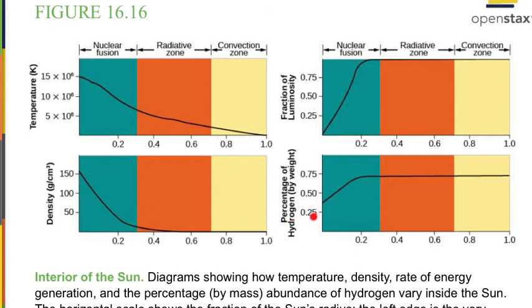Finally, this last graph is the percentage of hydrogen by weight. Notice in the core, the percentage is the lowest, and that's because the sun is slowly turning hydrogen into helium, and so the very center of the sun has the most helium, and so the least amount of hydrogen, and then as you go out, it's roughly 75% hydrogen and 25% helium. Slowly, the hydrogen is getting converted into helium inside the core. That's the action that happens inside the core.